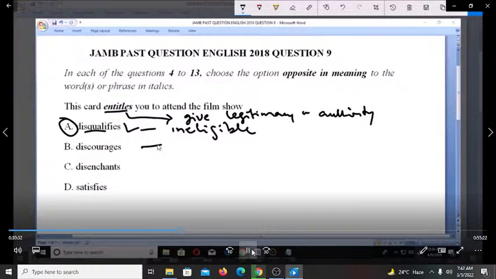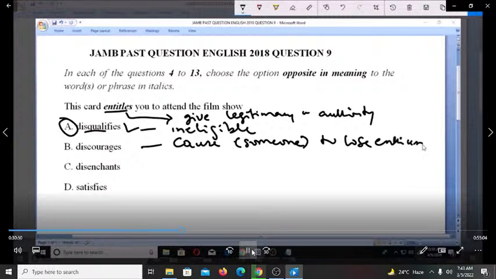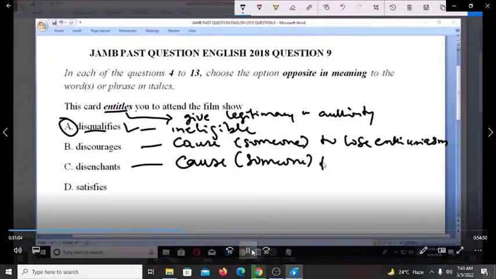Discourages means to cause someone to lose confidence or to lose enthusiasm. So it's either you're losing confidence or you're losing enthusiasm to do something. So you're no longer willing to do something. Disenchant means to cause someone to be disappointed. To cause someone to be disappointed. That's the meaning of disenchant.